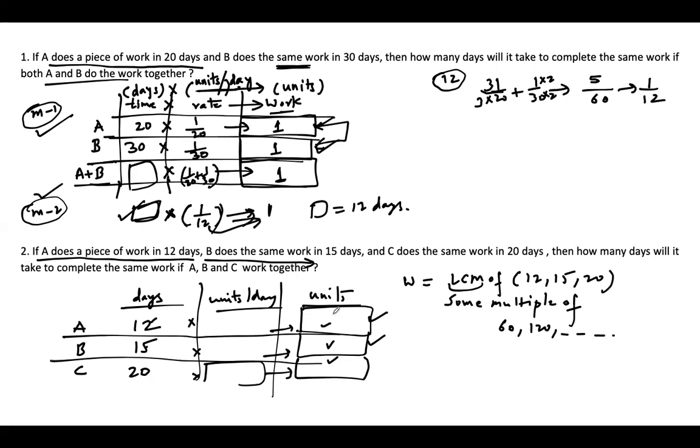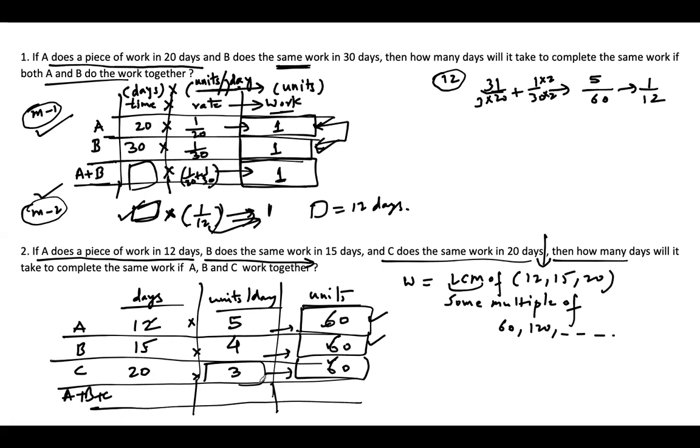All right. So if you are assuming 60, what will be the rate of A? 5. What will be the rate of B? 4. Rate of C? 3. Now what is the question saying? How many days will it take to complete the same work if A, B, and C work together? If they are working together, how many units of work are they doing in one day? 12 units. 5 plus 4, 9 plus 3, 12.